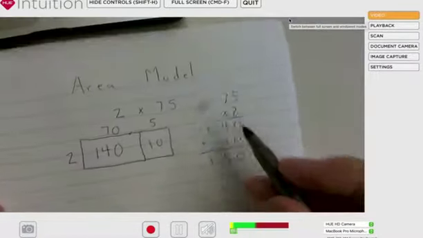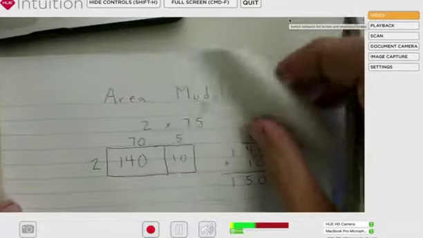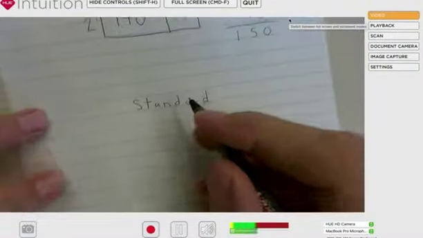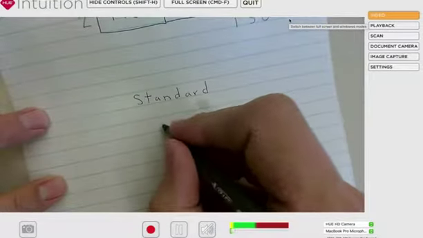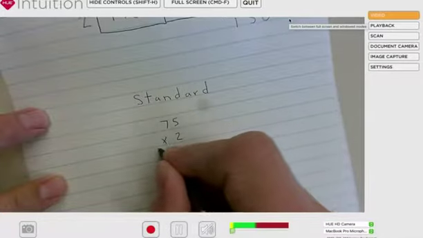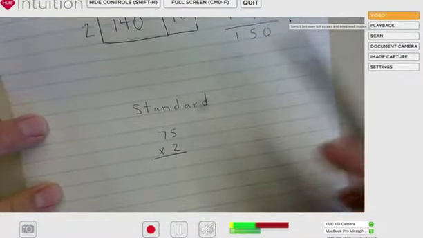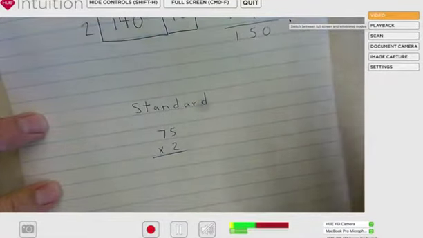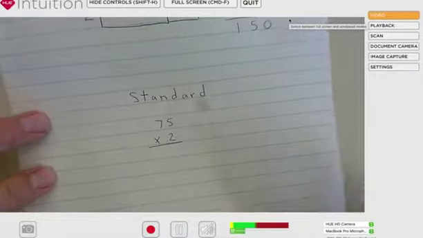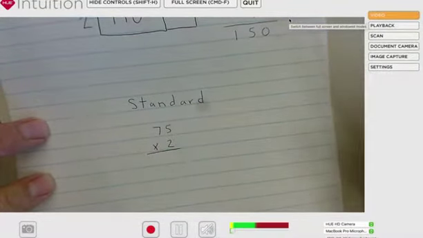We're going to write the same exact problem we just did, except we're not going to be writing it horizontal like that. We're just going to be writing it the vertical, typical way that we normally see, which is 75 times 2. Now, we are not drawing any rectangles. We are not drawing any squares. We're not doing that, okay? So what we're going to do is we're going to multiply like this. We're going to still have two partial products though, okay?